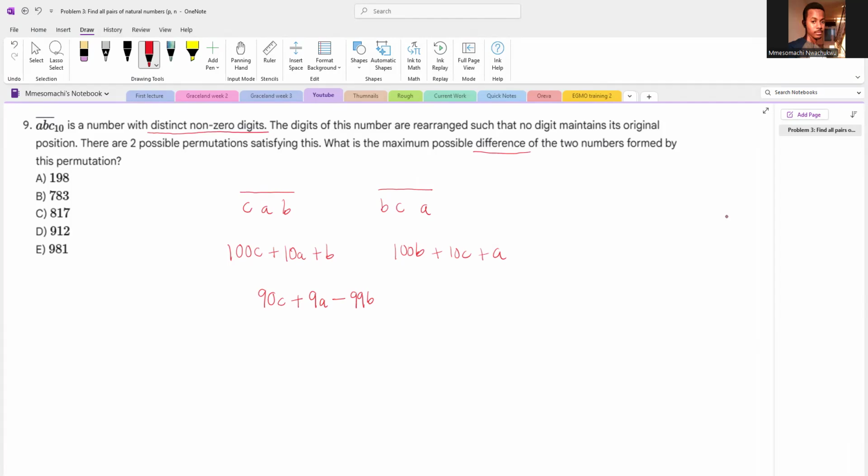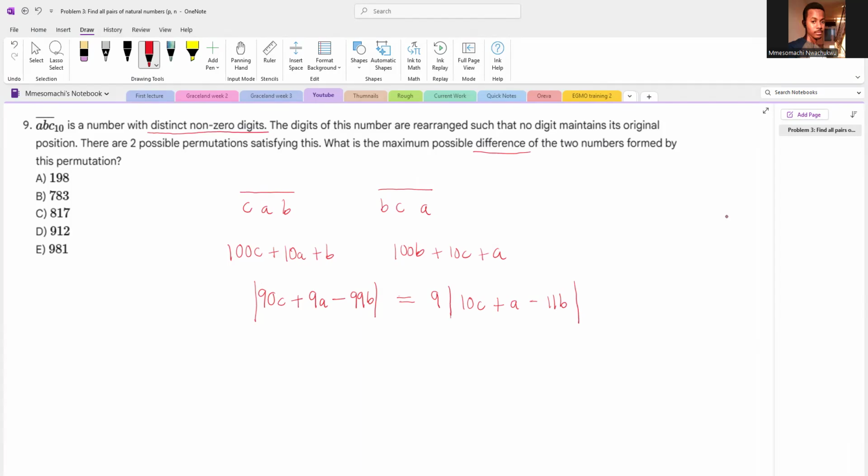So let's look at this. I can put it in absolute value terms because we don't really care about the sign. We just want to look at the largest possible difference. So we can factor out 9 to make our life easier. This becomes 9 times 10C plus A minus 11B.